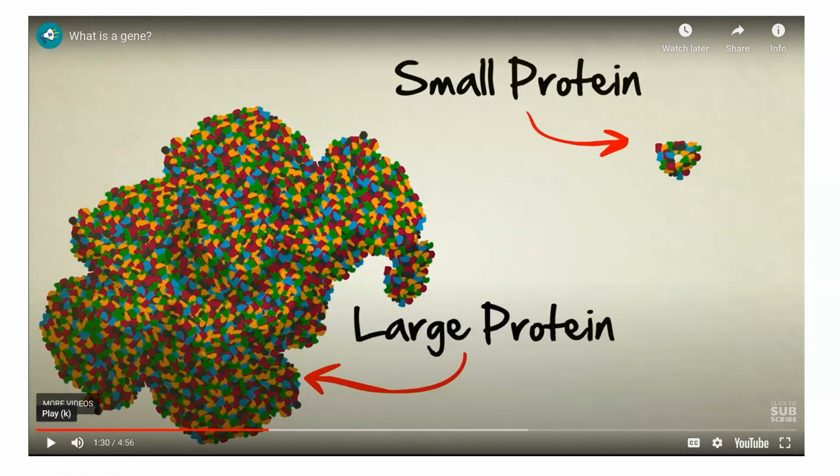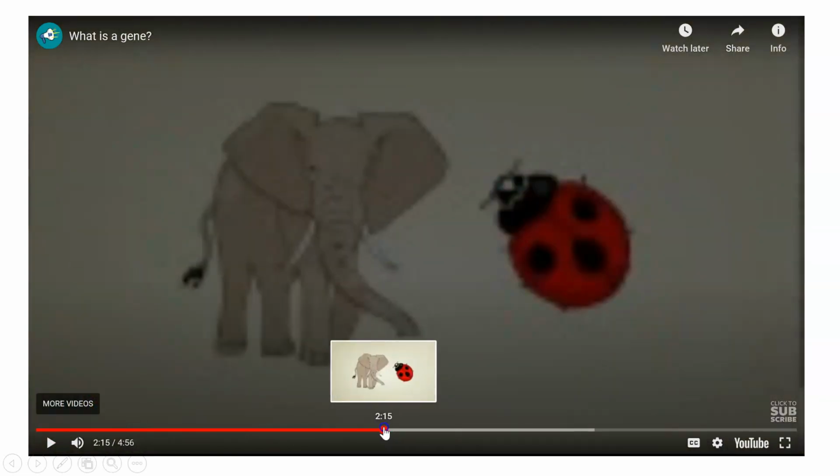Oh, so genes are instructions for these things, these proteins, and these proteins are working in your body to give you your traits. But how can DNA help us understand how animals are related? Let me fast forward here to another part in the clip.